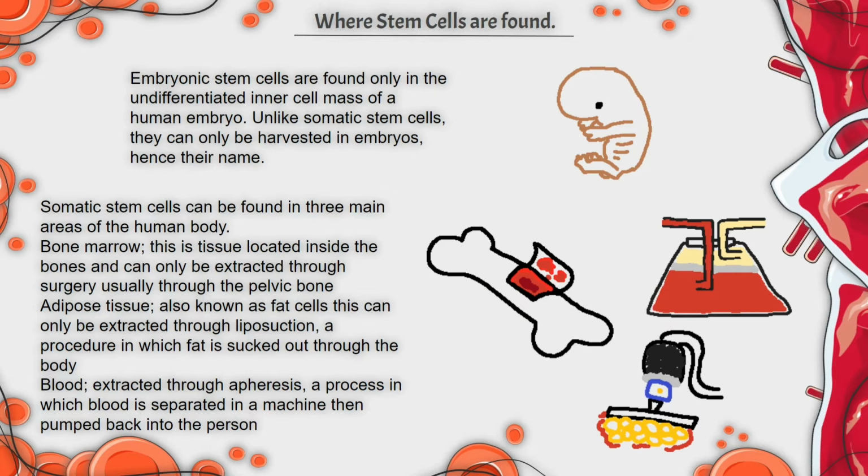Where stem cells are found. Embryonic stem cells are found only in the undifferentiated inner cell mass of a human embryo. Unlike somatic stem cells, they can only be harvested in embryos, hence their name, embryonic. Somatic stem cells can be found in three main areas of the human body: the bone marrow, adipose tissue, and blood.